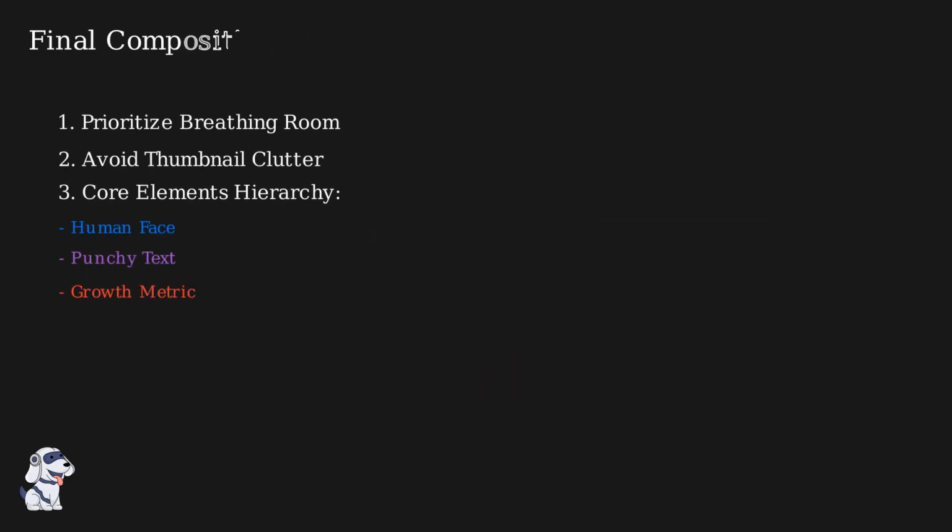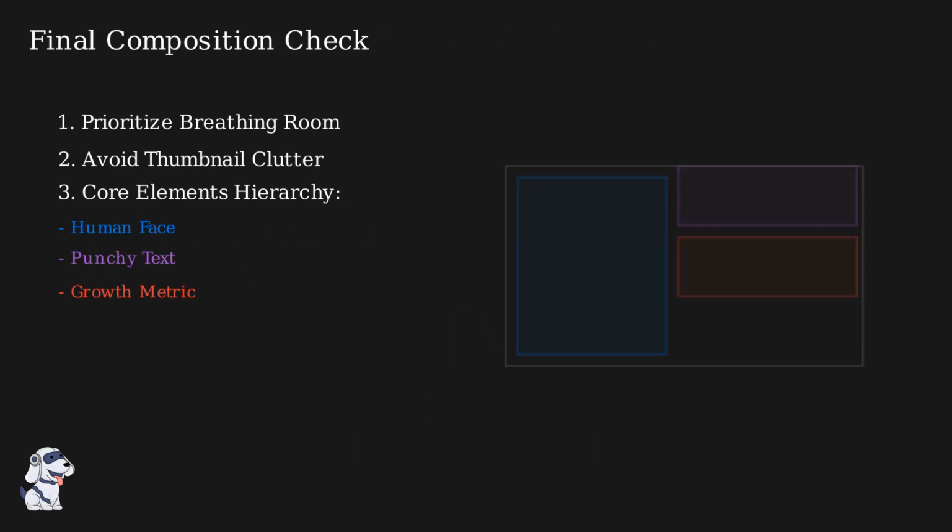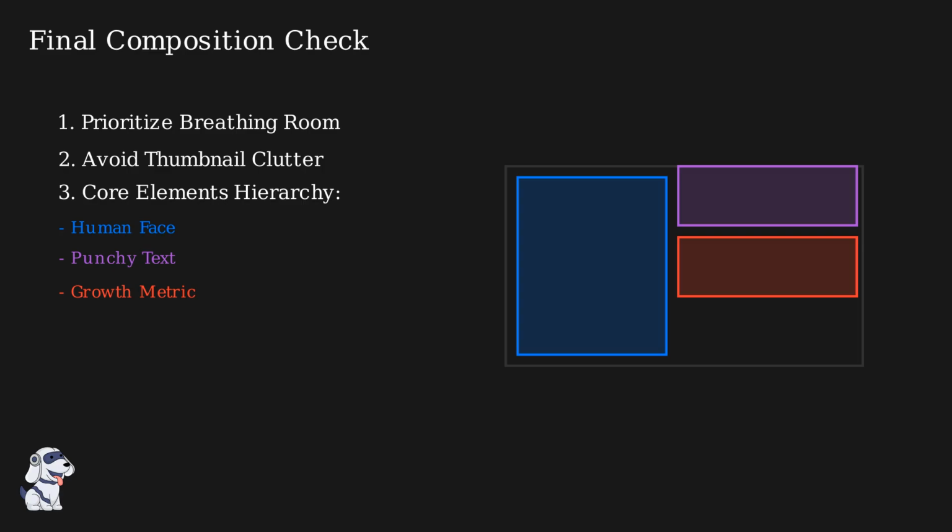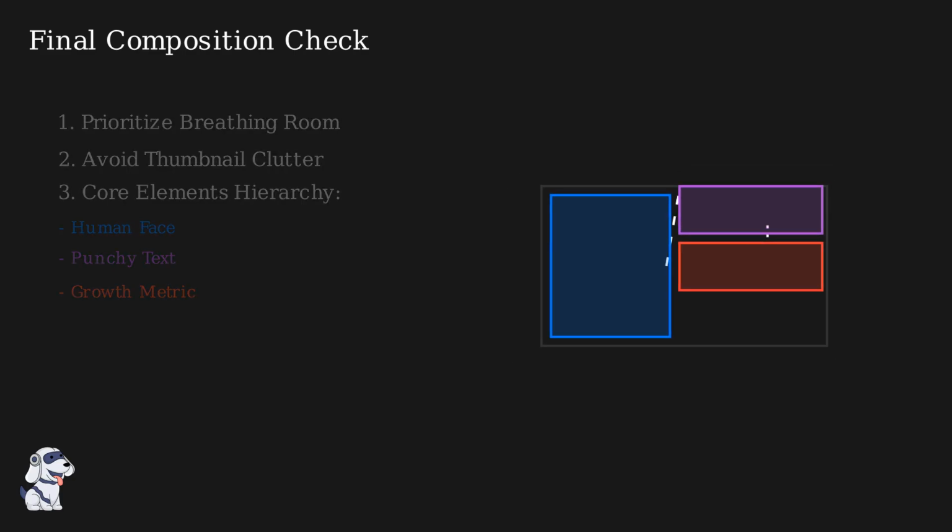The final step in thumbnail creation is the composition check. A crowded thumbnail is a skipped thumbnail. Your goal is to allow your core elements, the face, the text, and the growth stat, to breathe. Ensure there is significant negative space. Negative space isn't empty. It's the strategic distance between elements that directs the viewer's eye to what matters most. By creating this hierarchy, you signal authority and trust, keeping the viewer from feeling overwhelmed by noise. Always test your final layout by scaling it down to mobile sizes to ensure legibility.